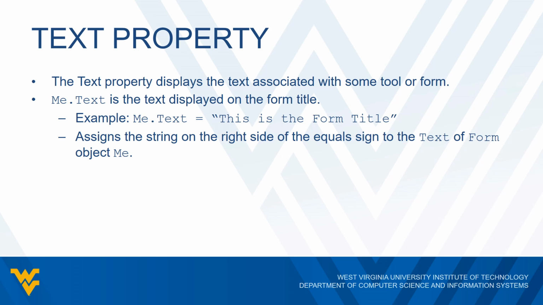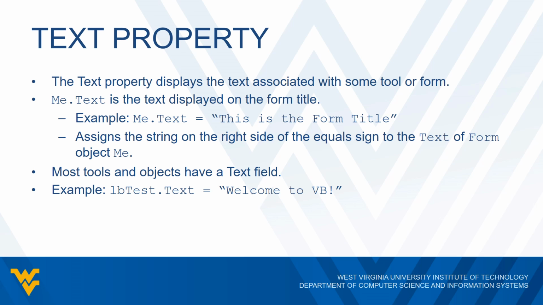So what that simply means is when I run my program and display this form, whatever it is, the title on the top title bar is going to say this is the form title. Now, most tools and objects have some text field. If you look at all the tools, just about every single one of them, if not all of them, have a text field. We mentioned before as an example, labels have a text field.